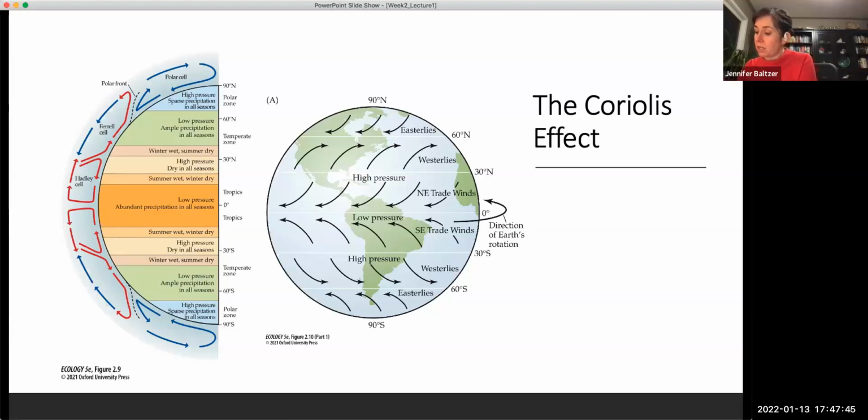But what I really want you to understand, I'm not going to ask you to define a Hadley cell. What I really want you to understand is the links between these atmospheric circulation cells and precipitation and winds, and what that means for vegetation and the biomes we have been looking at.